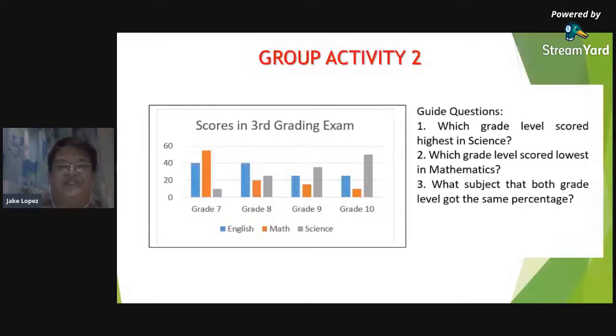Which grade level scored lowest in mathematics? So saan? Math is orange. So here is mathematics. And the third one, what subject that both grade level got the same percentage? So, what subject? Ito, blue, di ba? So that's English. So grade 7 and grade 8 got the same percentage.